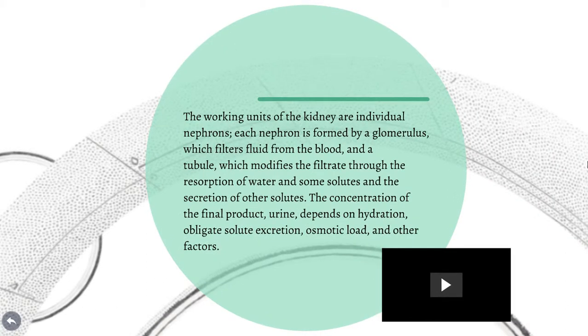The working units of the kidney are individual nephrons. Each nephron is formed by a glomerulus, which filters fluid from the blood, and a tubule, which modifies the filtrate through the resorption of water and some solutes, and the secretion of other solutes. The concentration of the final product, urine, depends on hydration, obligate solute excretion, osmotic load, and other factors.